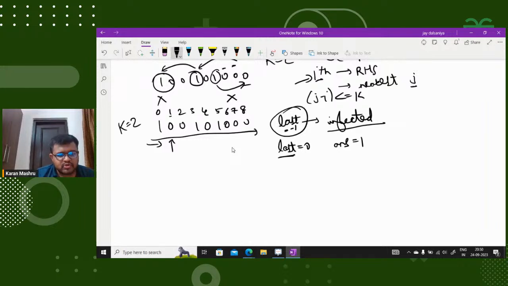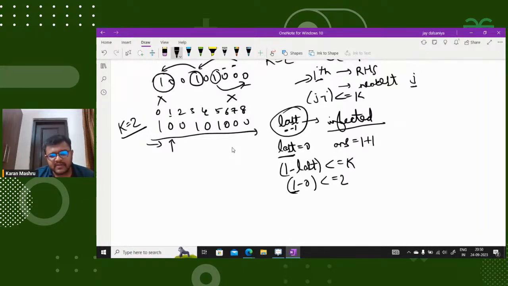Suppose my k is 2, so at present I am at index 1. Is 1 minus last infected person less than equal to k or not? Last infected person was 0. Last means which we found last during the for loop. So is this less than equal to 2? Yes. So this person can also be infected. So I'll mark answer as +1.